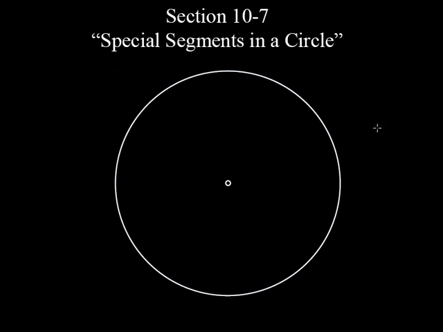Remember what a secant is? It hits a circle in two spots. But I'm not going to go all the way through the circle. What I'm going to do is just start and stop on the circle. So they're basically chords, but you can consider them secants as well.